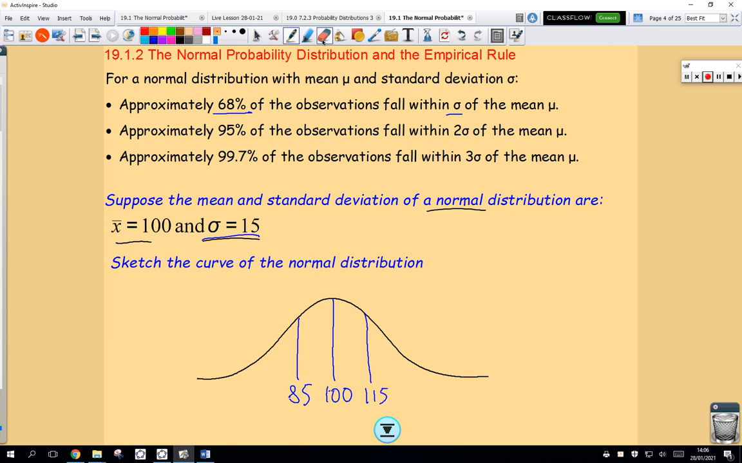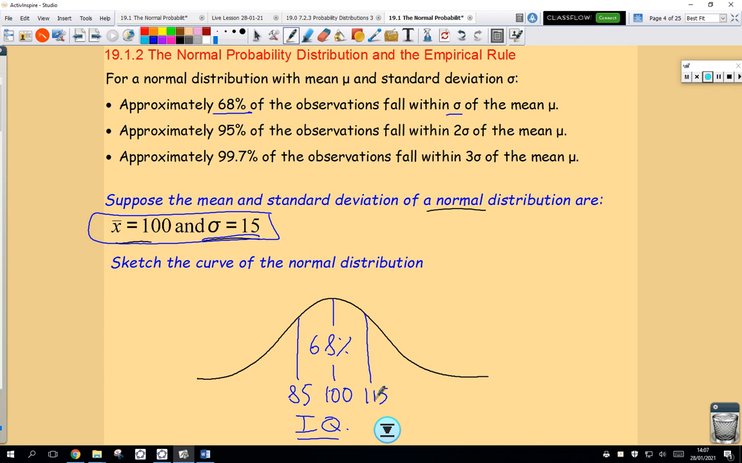And what the empirical rule tells me is that 68% of all observations fall within there. So suppose these were measuring IQ scores. What we're saying is 68% of people in the world have an IQ between 85 and 115. That's the curve of the normal distribution.